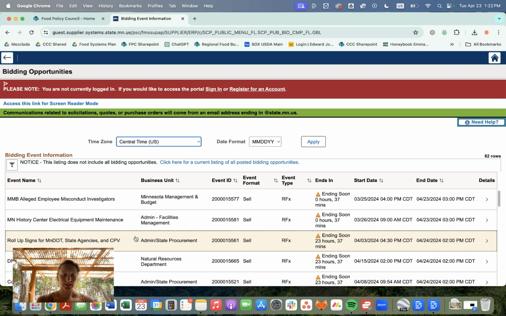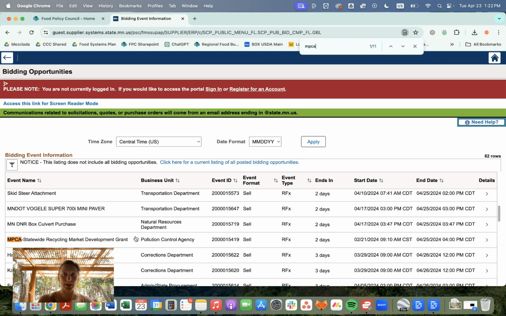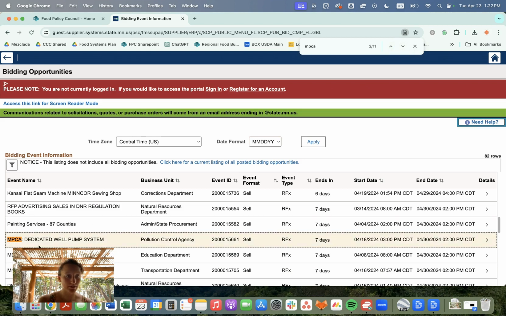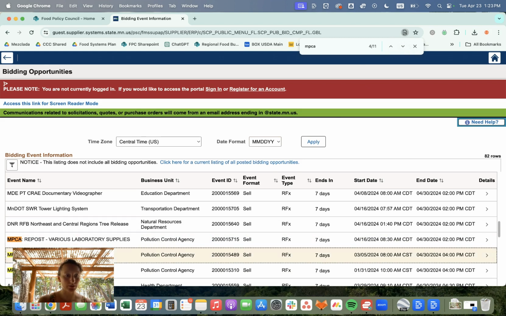Pro tip on this: Command F or Control F, depending on if you're using PC or Mac, and I'm just going to go ahead and put in MPCA. Then I'm going to scroll down and see what it brings me. It looks like my video is hovering over a little bit, so I have to control this. But then you'll see, okay, local climate action grants is right here. It ends in 7 days. We are down to the wire, friends. So I'm going to go ahead and click on that.